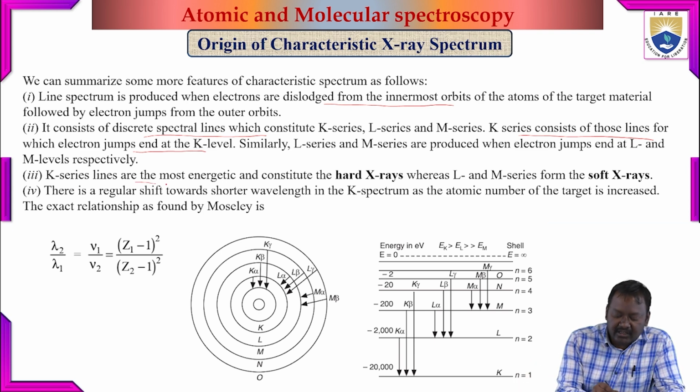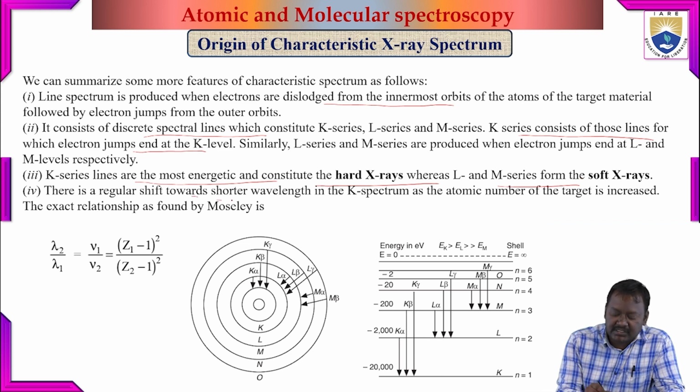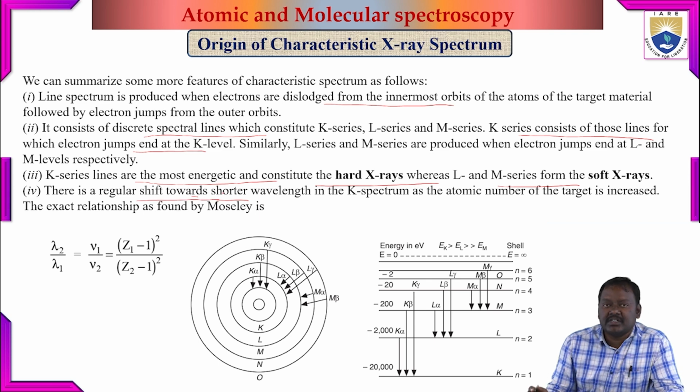K series lines are the most energetic and they constitute the hard X-rays, whereas L and M series form the soft X-rays. There is a regular shift towards shorter wavelengths in the K spectrum as the atomic number of the target is increased, as we already discussed.